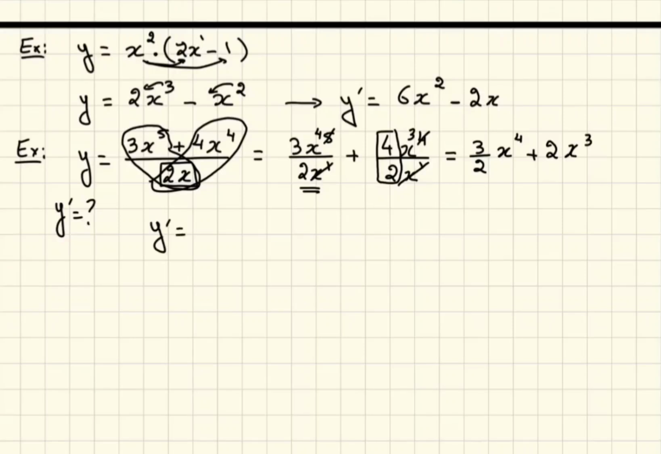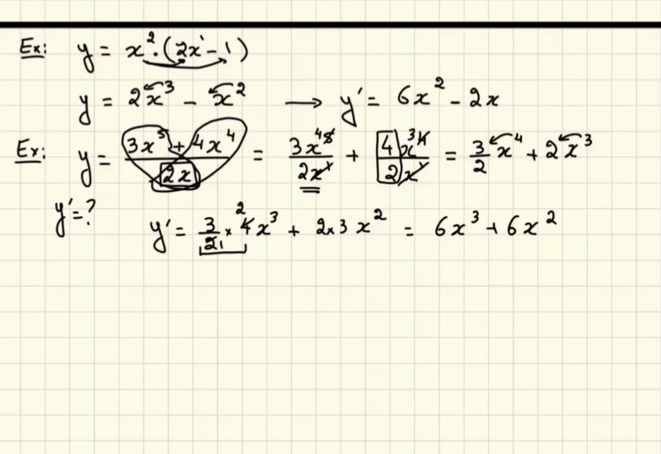To find the derivative, we apply the rule, so we take the 4 down, we get 3 over 2 multiplied by 4, x exponent 4 minus 1, which is 3, plus we take the 3 down, becomes 2 times 3, x exponent 3 minus 1, which is 2. Now if you can simplify or use a calculator for this, divide 2 by 2, this becomes 2 and this becomes 1. It will become 3 times 2, which is 6, x cubed plus 6 x squared.